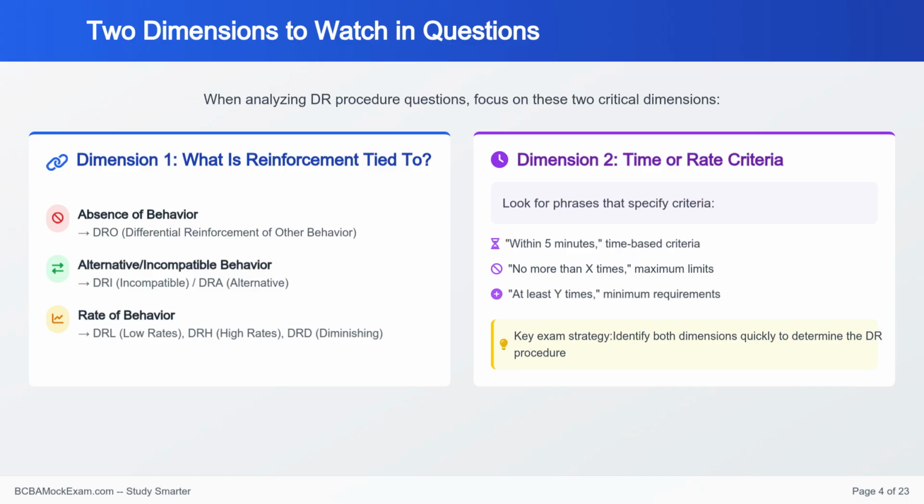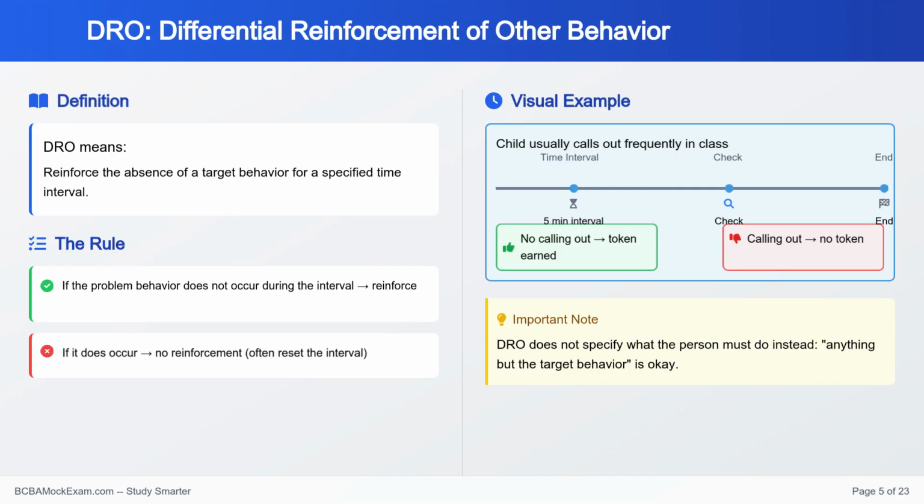Dimension 2 asks about the time or rate criteria in the wording. Phrases like within 5 minutes point to time-based rules. No more than X times signals a maximum limit, and at least Y times signals a minimum requirement. The key exam move is to quickly lock in both dimensions. What earns reinforcement, and what is the time or count rule? Once you train yourself to scan every DR question this way, it becomes much easier to match the scenario to the correct procedure. If you want more slides, walkthrough videos, and full mock exams that use this exact style of reasoning, let's jump into the specific procedures, starting with DRO, differential reinforcement of other behavior.